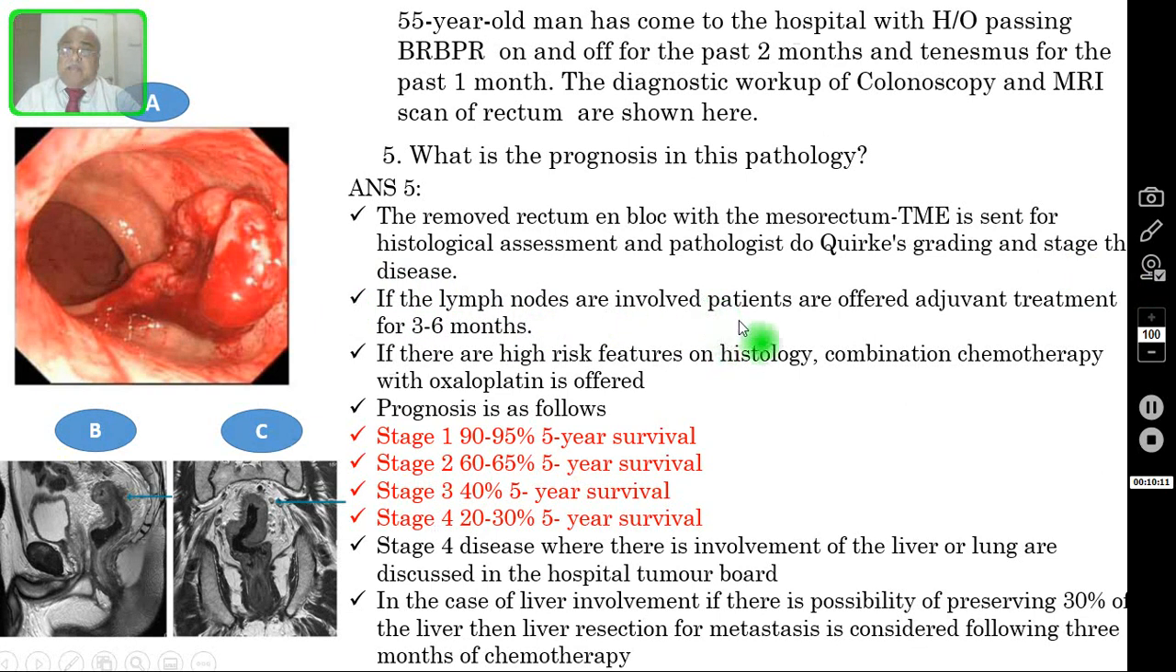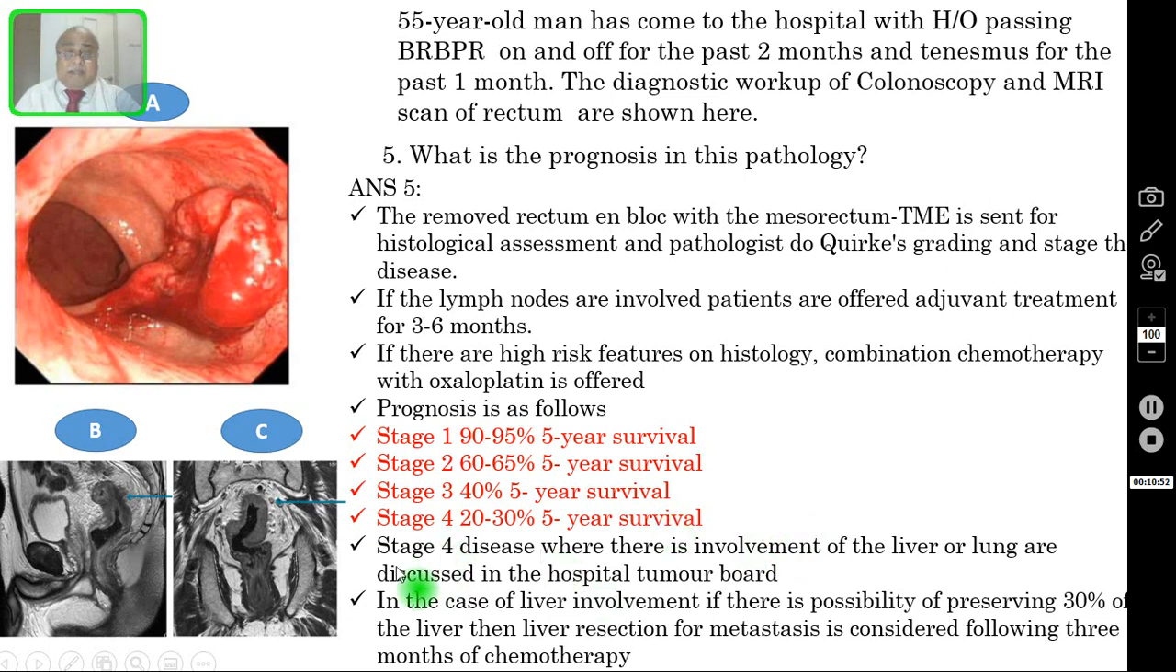If the lymph nodes are involved, patients are offered adjuvant treatment for 3 to 6 months. If there are high risk features on histology, combination chemotherapy with oxaliplatin is offered. Prognosis is as follows. If it is stage 1 cancer, 90 to 95% 5-year survival rate. If it is stage 2 cancer, 60 to 65% 5-year survival rate. If it is stage 3 cancer, 40% 5-year survival rate. If it is stage 4, only 20 to 30% 5-year survival rate.